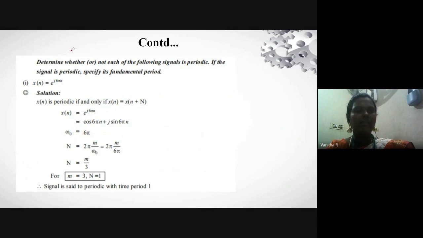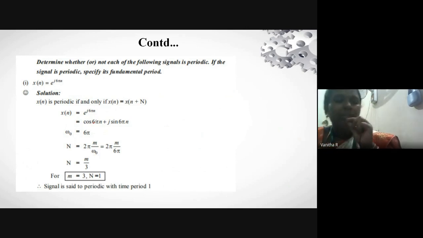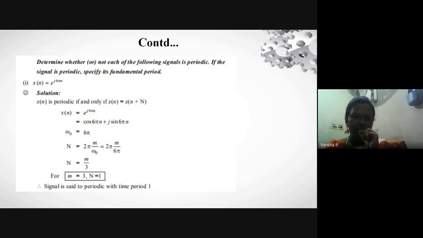So first I have an example. x of n is equal to e power j 6 pi n. So what I have to do, listen over here. Whenever x of n is given, since it is an exponential function, you expand it first. e power j theta is nothing but cos theta plus j sin theta. So in that perspective I'm expanding: cos of 6 pi n plus j sin 6 pi n. In this regard, which one is omega naught? 6 pi is omega naught. So omega naught is equal to 6 pi.